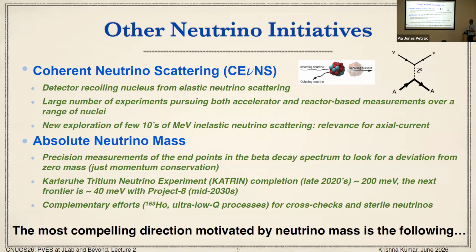So the precision endpoint of the beta decay spectrum is still being pursued. There are all kinds of cosmological reasons that you want to know what the absolute neutrino mass scale is. KATRIN will be completed in the late 2020s, and they will get down to 200 milli eV. The next frontier is getting down well below 100 milli eV with Project 8, and there are complementary efforts using other nuclei as well. All right, so that's all I'm going to say about the various neutrino initiatives, except I'm going to spend a lot of time on one compelling theoretical and experimental reason why neutrino mass is so amazing.